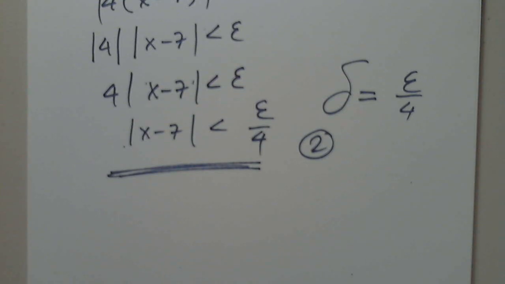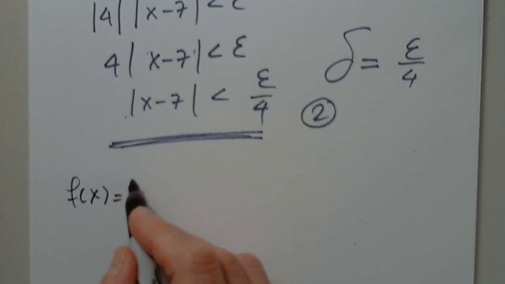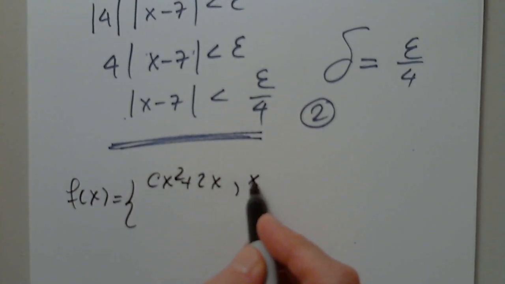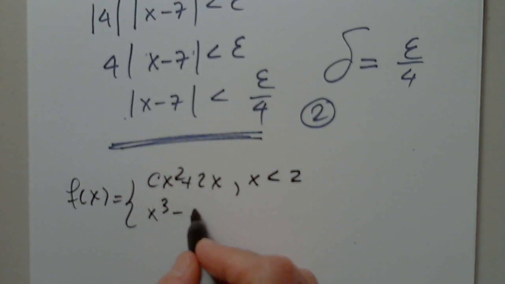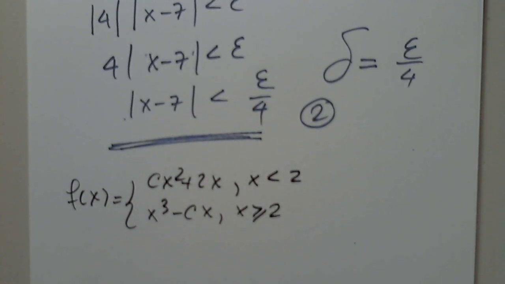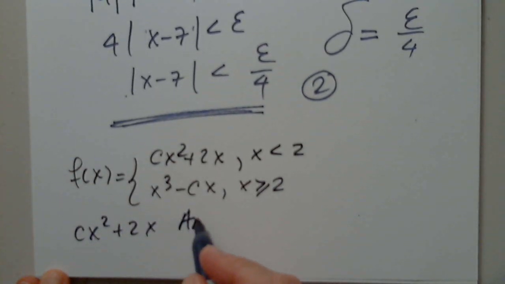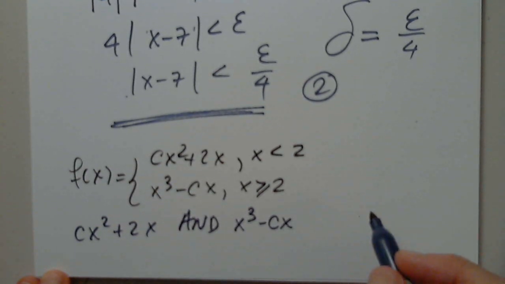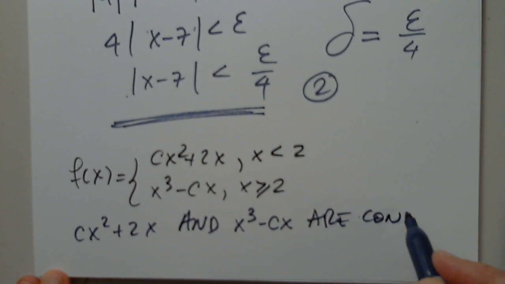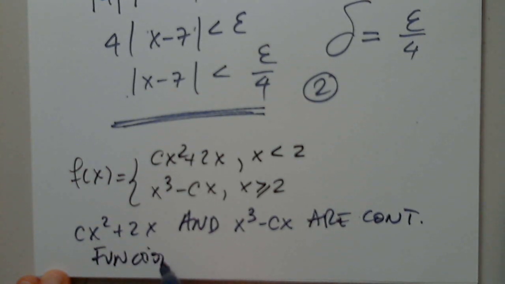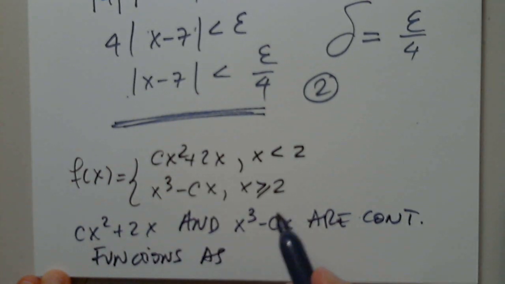Yes, go ahead. Okay, so for what value of the constant c, which is called the parameter, do we have f of x equals cx squared plus 2x for x less than 2, and x cubed minus cx for x greater than or equal to 2. So they want us to find c so that this function is continuous everywhere. And like before, we have to write that cx squared plus 2x and x cubed minus cx are continuous functions as polynomials.